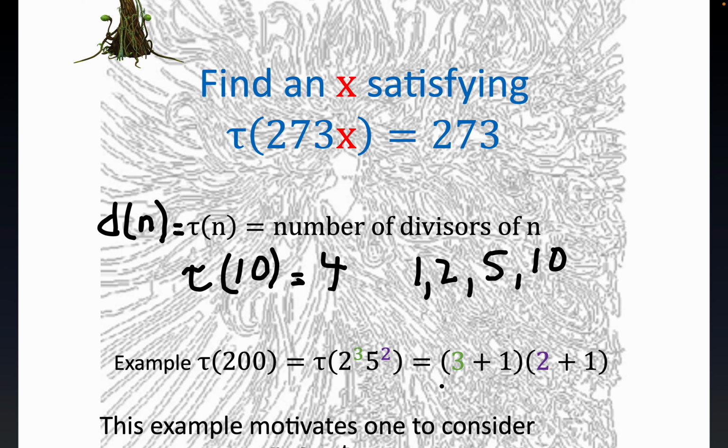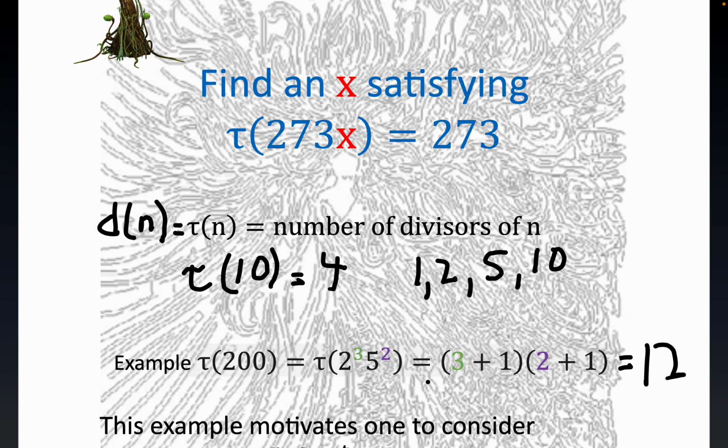Now, I'll just write down the answer right now and then explain why you have to increment. This is slightly confusing the first time I looked at it. You have to add 1 to each of the exponents. Notice you have 3 here, so we do 3 plus 1. You have 2 here, so we have 2 plus 1. That product is 12. So there are 12 positive divisors of 200.